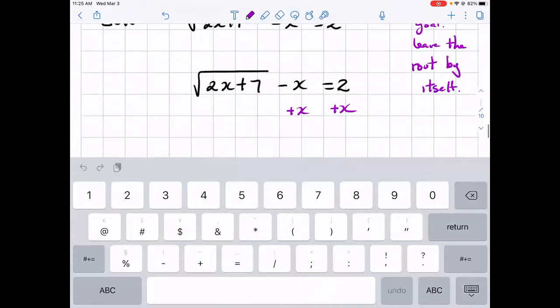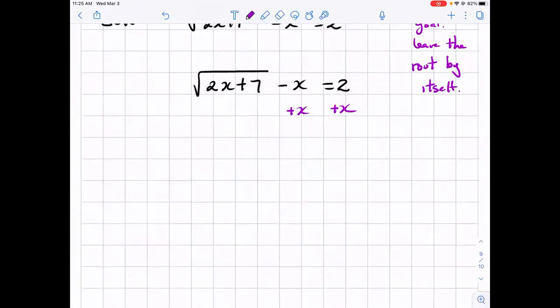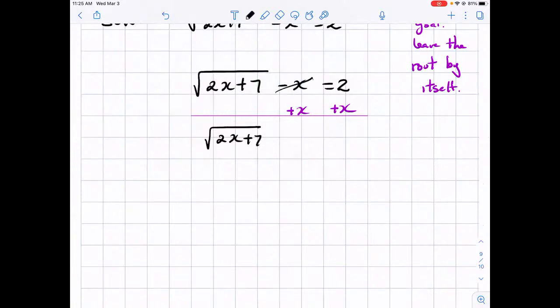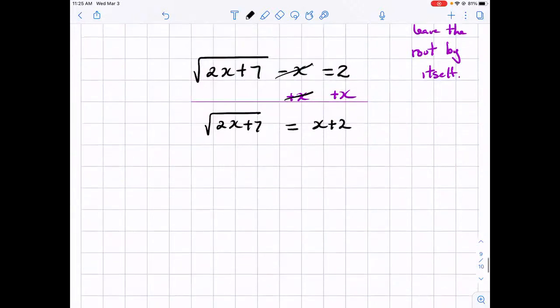If I do that, if I do this, we have the square root of 2x plus 7, the minus x and the plus x cancel, leaves us with x plus 2. And now I can actually square both sides.